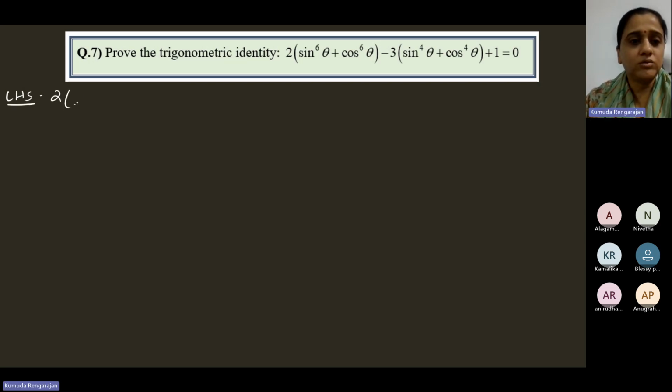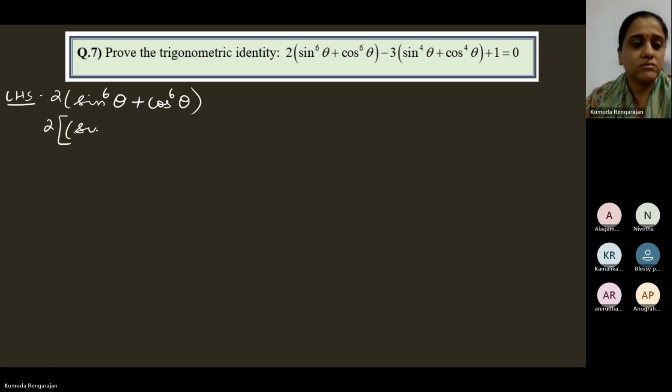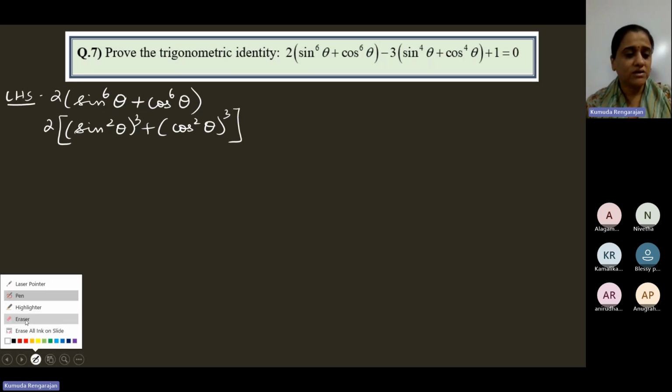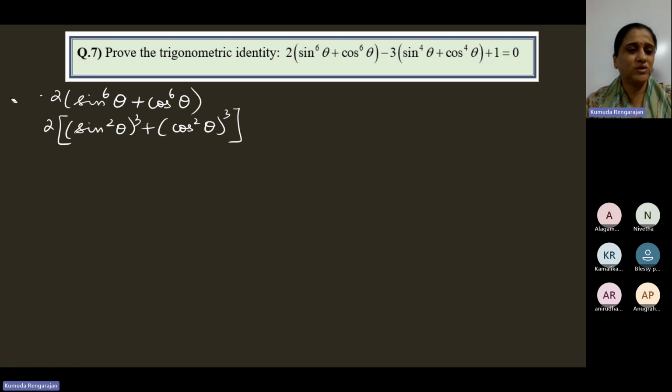So 2 into sine theta to the power 6 plus cos theta to the power 6. We'll just take up this one first. Okay. So tell me, is it in the form? Correct? Yeah. So this is not the LHS completely. I'll just call this step 1.